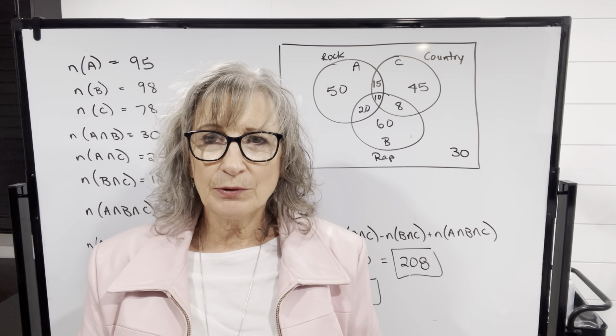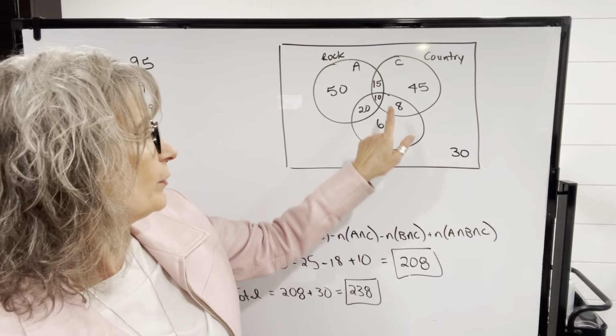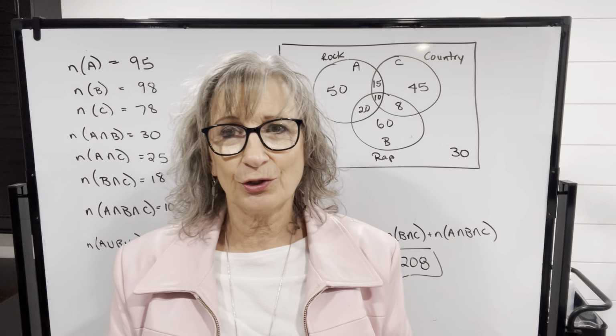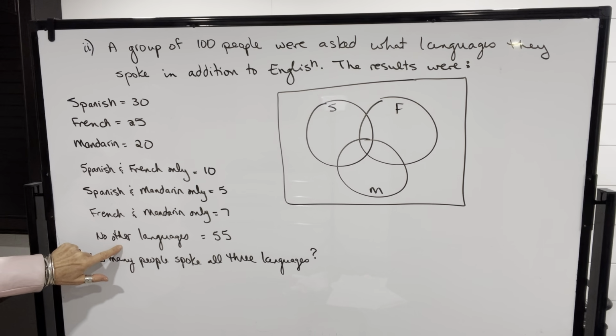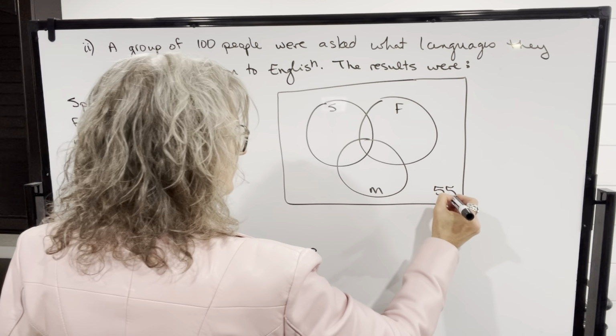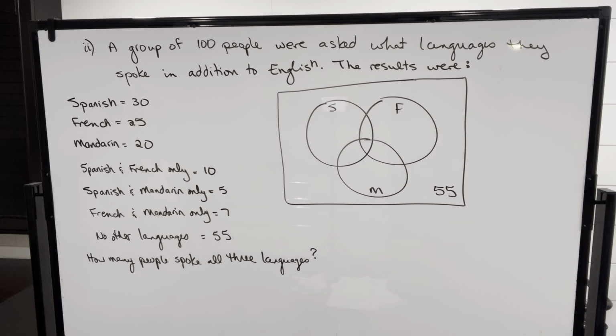Let's now take a look at an example, probably the most challenging one, where we don't know the intersection of the 3 categories. So this question says a group of 100 people were asked what languages they spoke in addition to English. The results were 30 spoke Spanish, 25 spoke French, 20 spoke Mandarin. Now this is how many spoke French and Spanish only, which was 10, Spanish and Mandarin only, and French and Mandarin only. And then there were people that were interviewed that didn't speak any of the 3 languages. Those were 55, so we'll stick those outside of those circles.